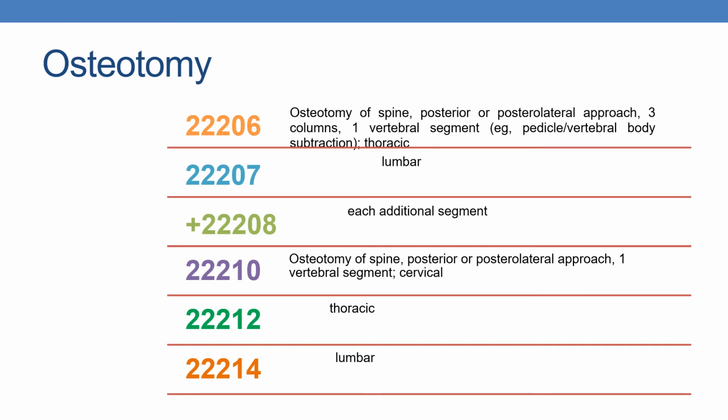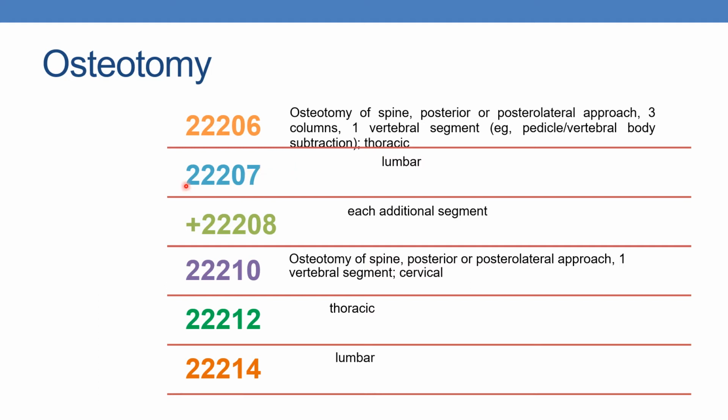Now coming to the CPTs of osteotomy. The first one is 22206. Osteotomy of spine, posterior or posterior lateral approach, three columns, one vertebral segment. Example, pedicle subtraction, vertebral body subtraction, thoracic region.